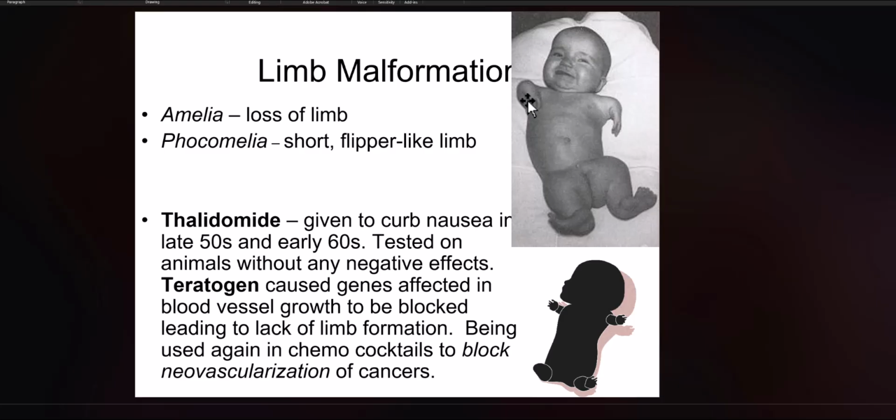So with this birth defect, there's a whole bunch of people who were born in the late 50s and early 60s who have phocomelia affecting all or some of their limbs. And amelia, just so you understand the term, is a term that means a loss of limb. So phocomelia is just more of a localized flipper-like limb.